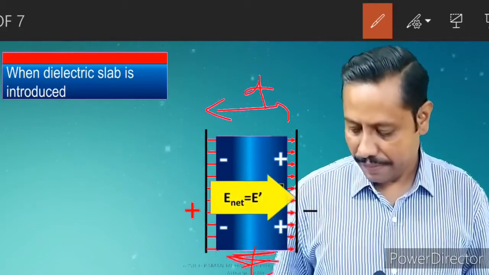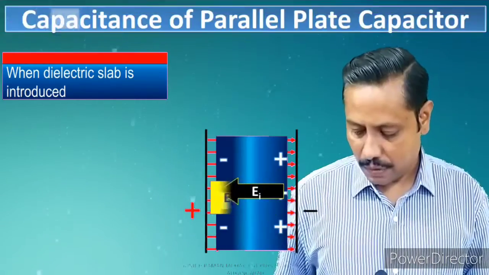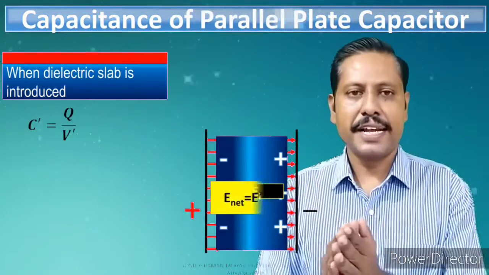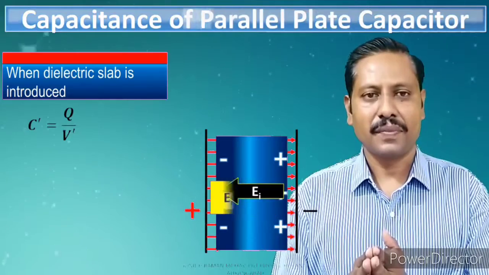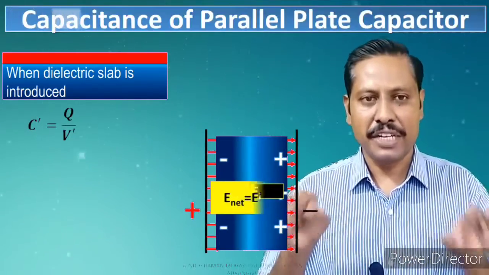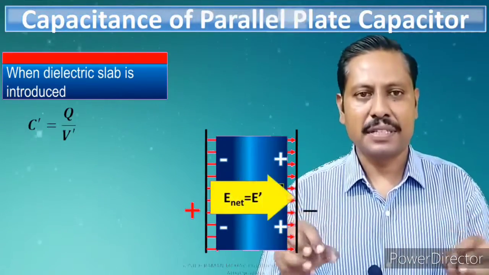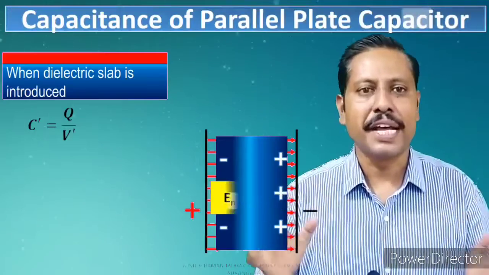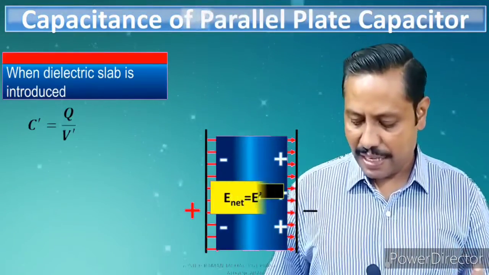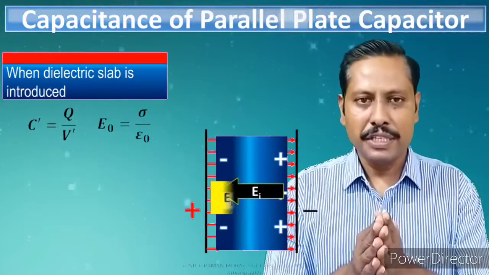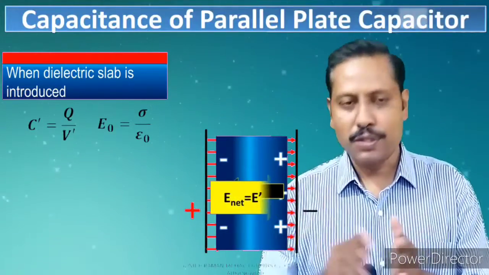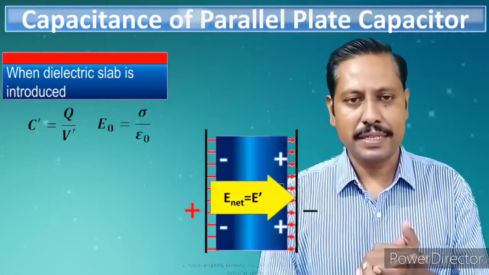Okay, let us go ahead now. So we can write here, suppose C dash equal to Q upon V dash. Since I am now putting some material here, I am not calling capacitance simply C, I am calling it C dash. And as we know, for the air, the electric field will be equal to E0 equal to sigma upon epsilon 0, as we have discussed in the previous case.